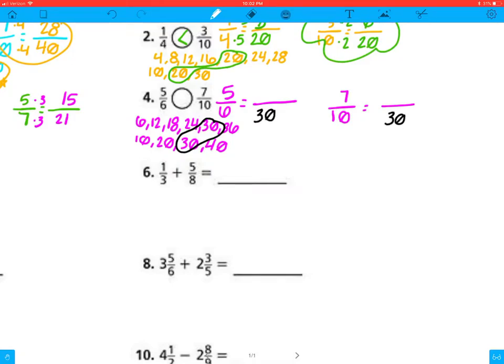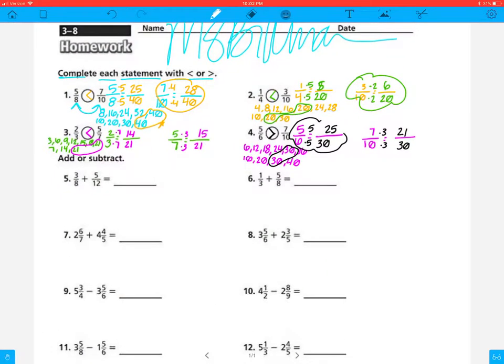I multiply the 6 by 5 because that's the number I need to multiply by to go to 30. And I do that to the numerator and get 25 30ths. I multiply the 10 by 3, so I do that to 7, and I get 21. So 25 30ths is greater than 7/10.